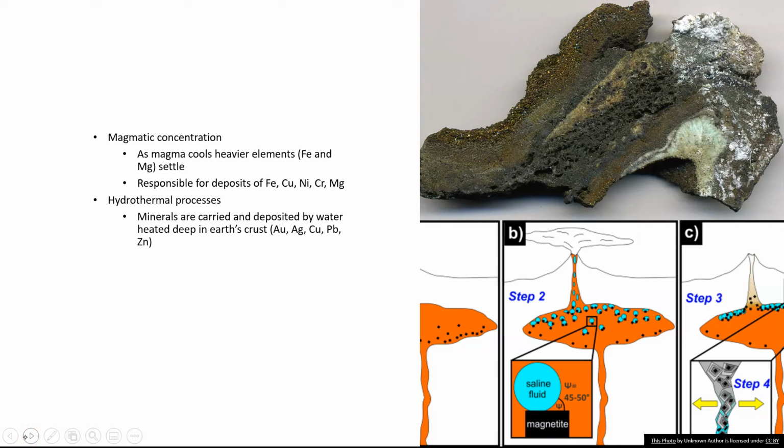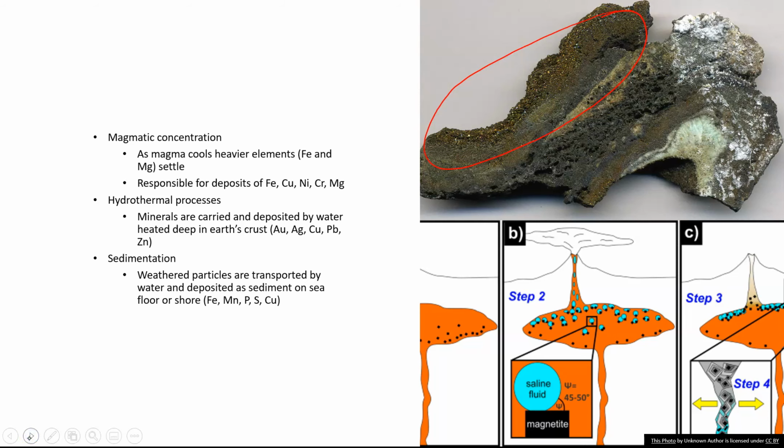Hydrothermal processes. We talked about hydrothermal vents way back, I think that was unit one, in a different context, right? Superheated and acidic water from deep underground in the ocean can pull up certain metallic sulfides and concentrate those. This is a little cross section of a hydrothermal vent. We can see a fairly high concentration of what looks like iron pyrite, which is high in iron.